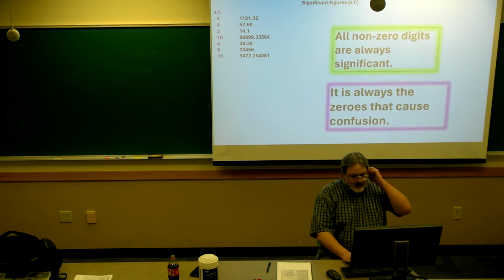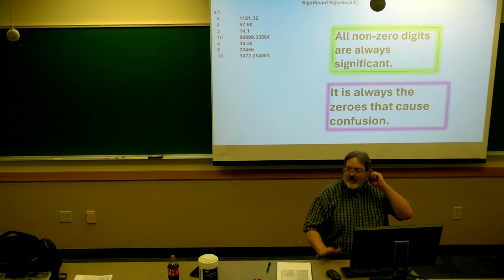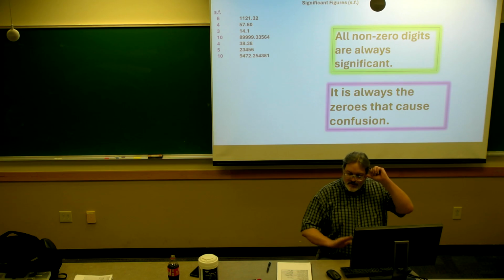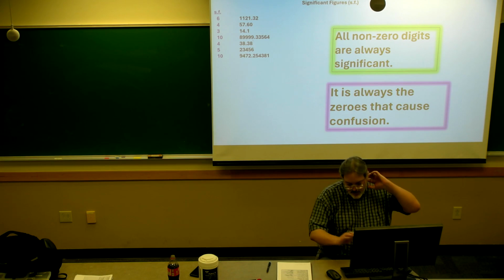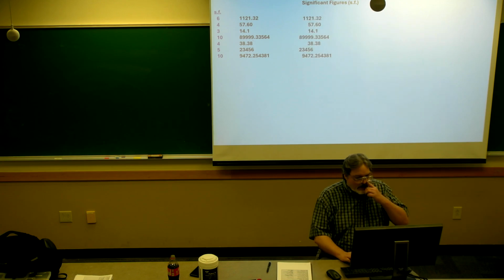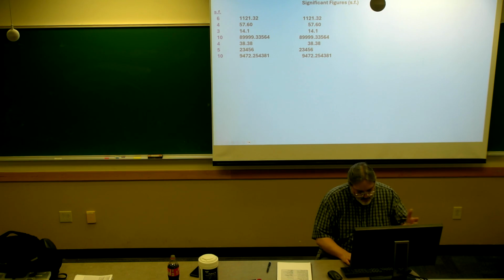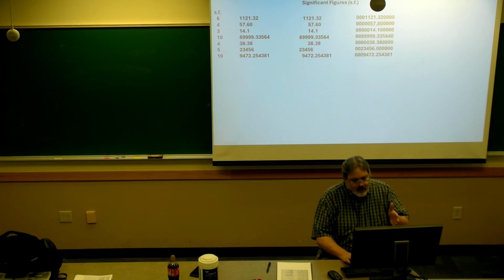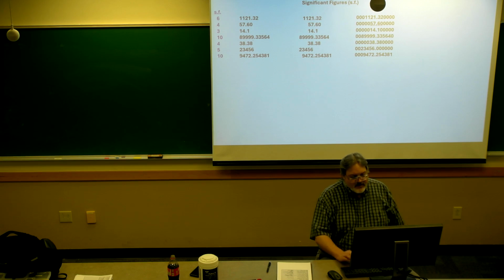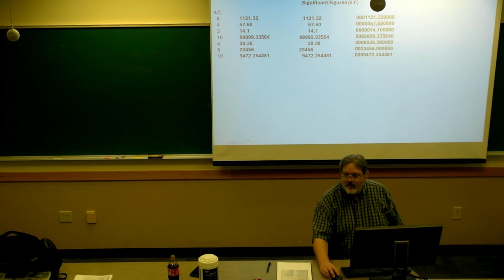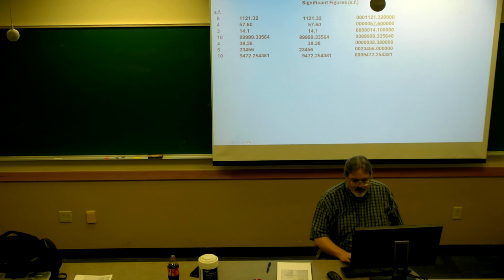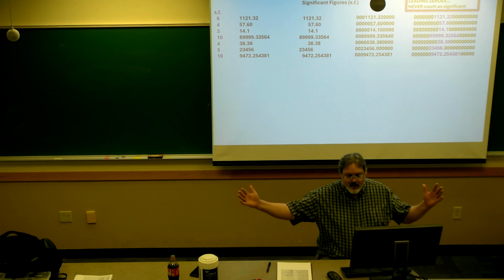So those two big notes first. Non-zeros are definitely part of the significant figures, and that's the easy one. The next thing to say is it's always the zeros that are confusing. All I've done here is take these numbers and line them up at the decimal. Then this next one is still 1,121.32, but I've added some leading zeros and some trailing zeros. And then I did it again, extending the zeros even further out.